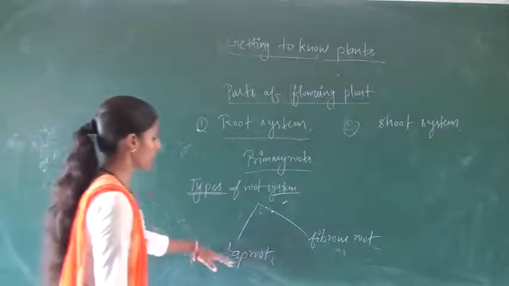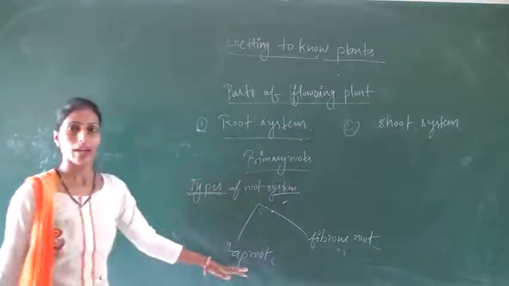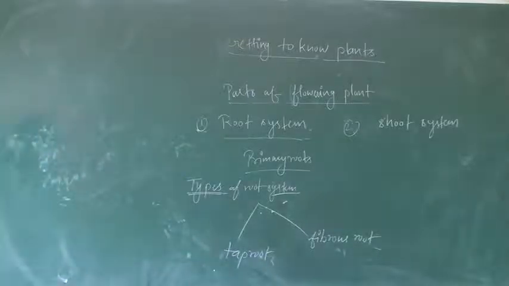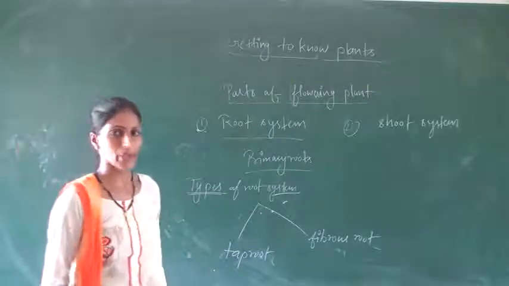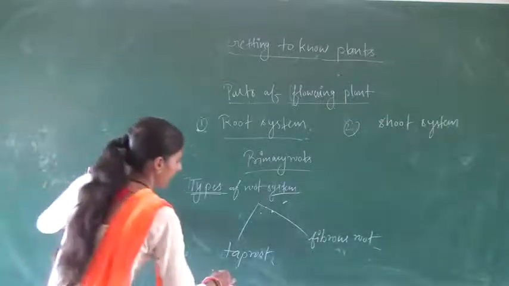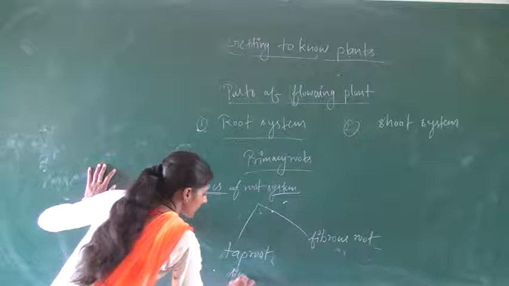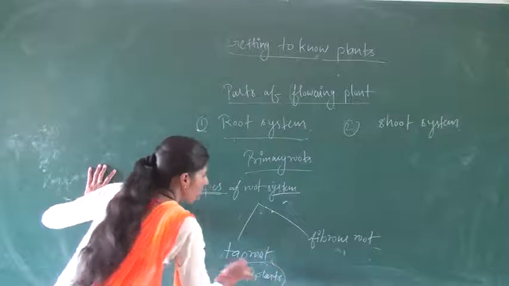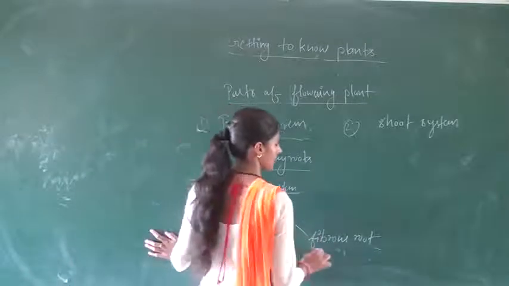Tap root is called the true root of the plant. Tap root is thick and long. It grows vertically downward in the soil. Taproot is generally found in the dicot plants.